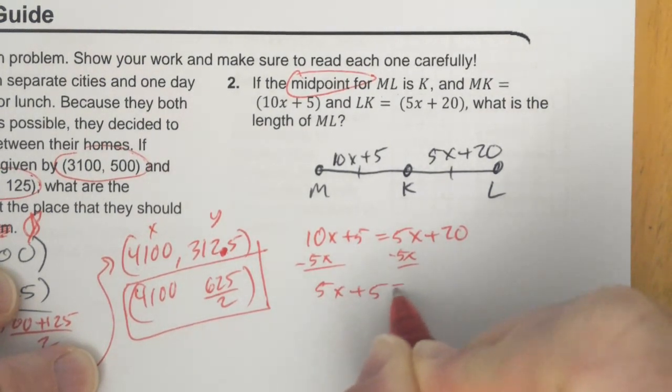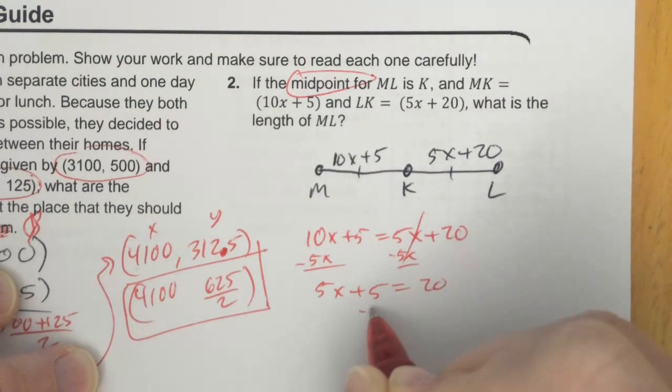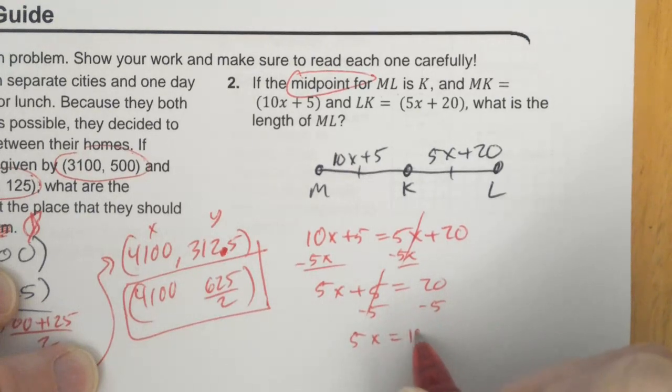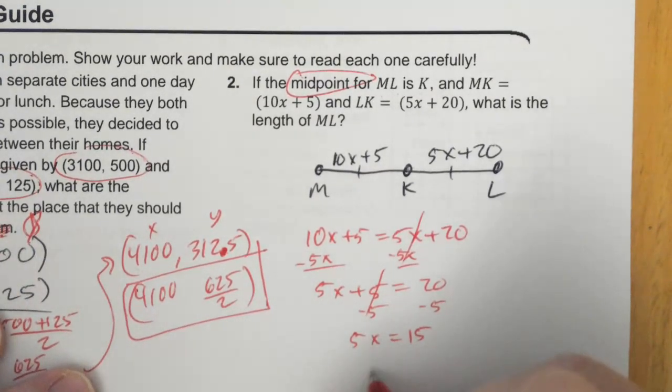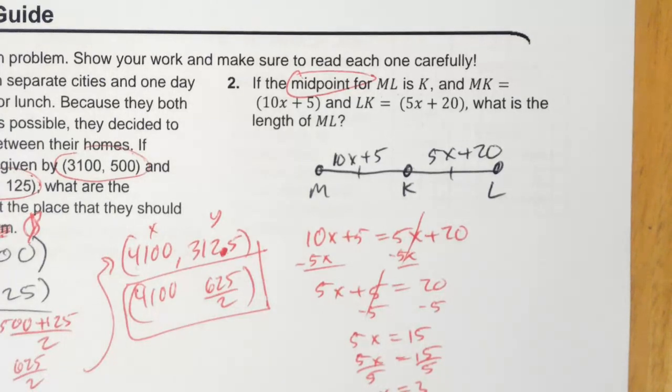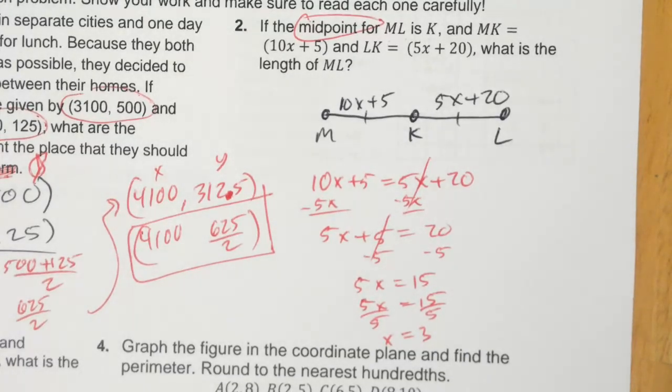5x plus 5 is equal to 20. I'm going to subtract 5 from both sides. Get 5x is equal to 15. I divide by 5. And I always want to skip steps because I know what's going on, but you guys don't, so I'm going to show more work. All right, so we have x is equal to 3.